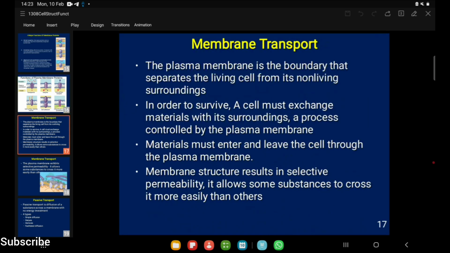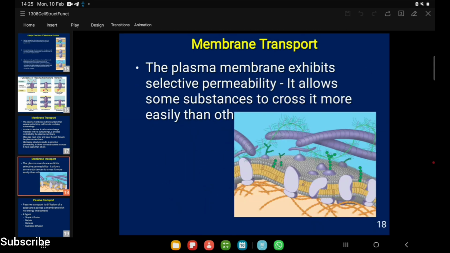Next, membrane transport. The plasma membrane is the boundary that separates the living cell from its non-living surroundings. In order to survive, a cell must exchange materials with its surroundings, a process controlled by the plasma membrane. Materials must enter and leave the cell through the plasma membrane. Membrane structure results in selective permeability. It allows some substances to cross it more easily than others.